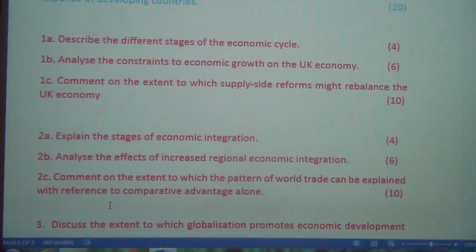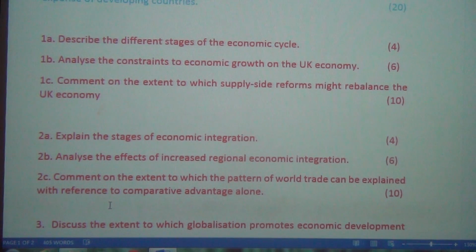Explain the stages of economic integration, for 4 marks. 2B, analyse the effects of increased regional economic integration, for 6 marks. And 2C, comment on the extent to which the pattern of world trade can be explained with reference to comparative advantage alone, for 10 marks.